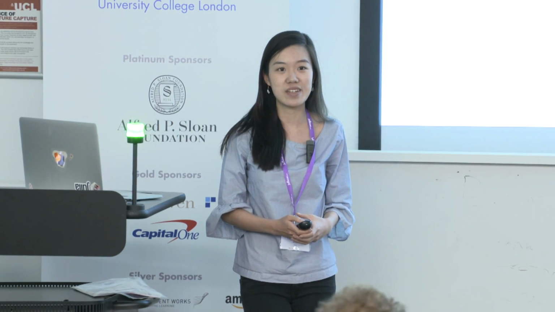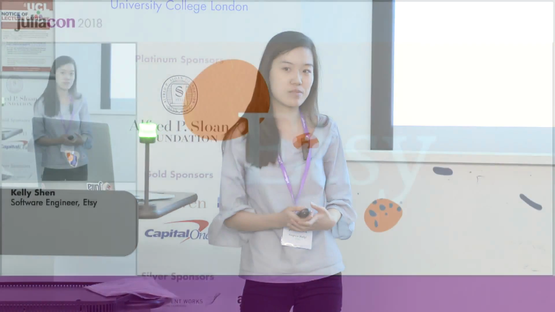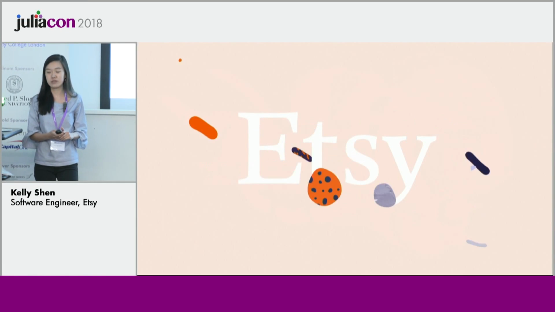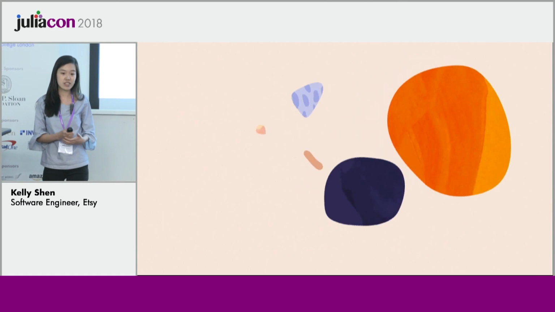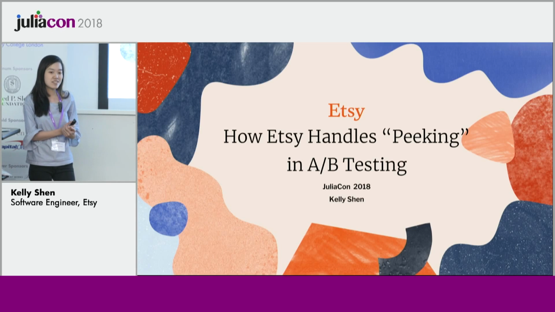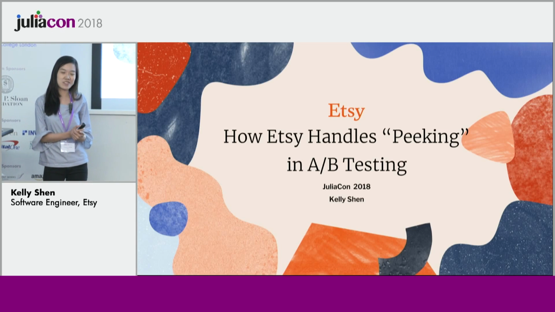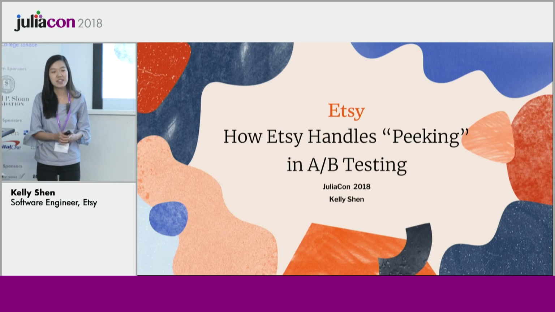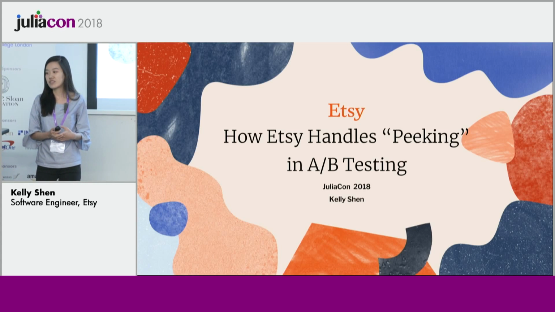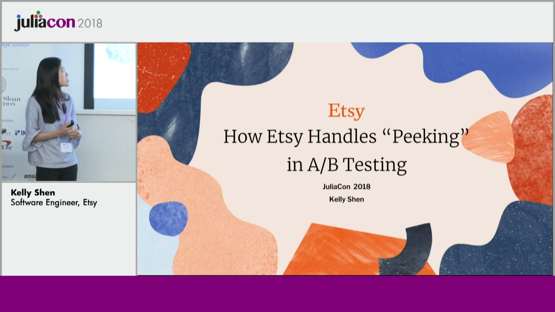I'm a software engineer on the analytics engineering team at Etsy, and I mainly work on improving our experimentation platform. Today I will be talking about how we handle a common problem in A/B testing, peeking at our data early. Now, the analytics team at Etsy mainly uses R and Python currently, but I have a very positive experience using Julia in college, so I use Julia for part of the project.